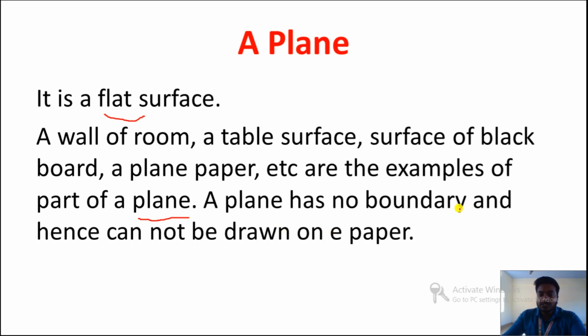A plane has no boundary, and hence cannot be drawn on a paper. This is A, please correct it. Alright, because this has no boundary, no limitation is there, so we cannot draw it on a paper. Alright, clear? So this is about a plane.